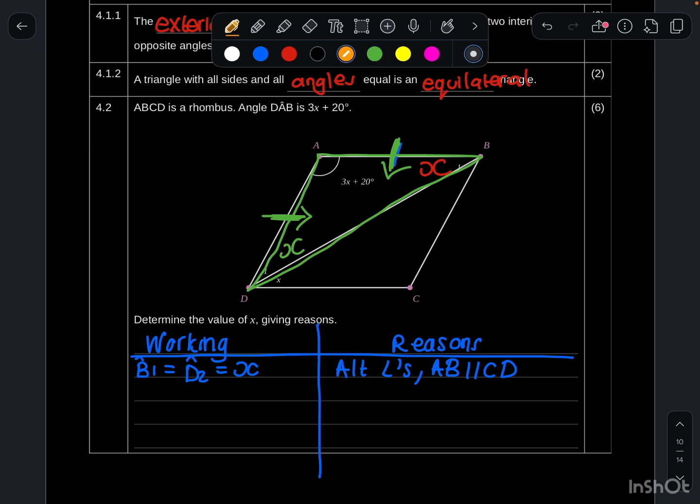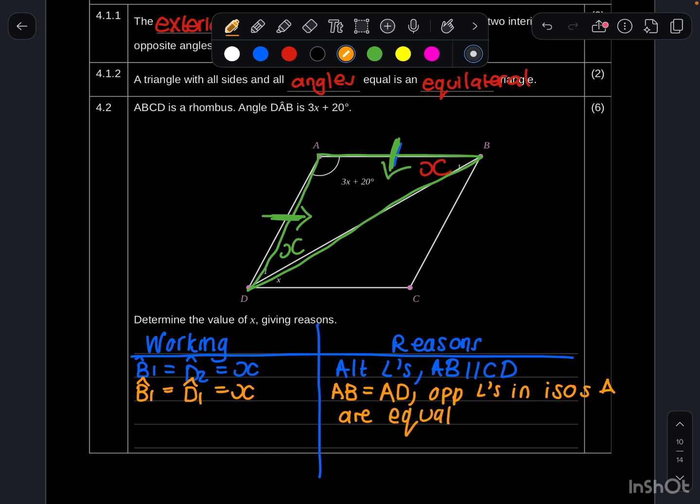So what we can then say is B1 is equal to D1, which is equal to x, because AB is equal to AD, and so opposite angles in an isosceles triangle are equal.